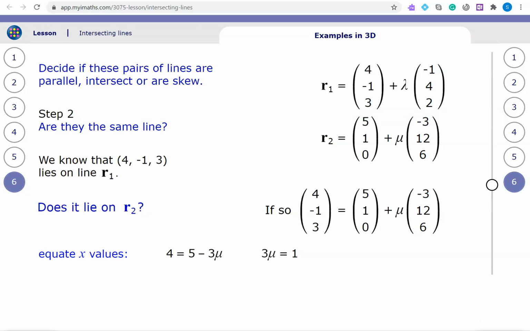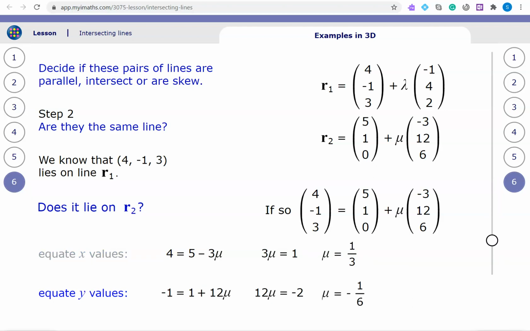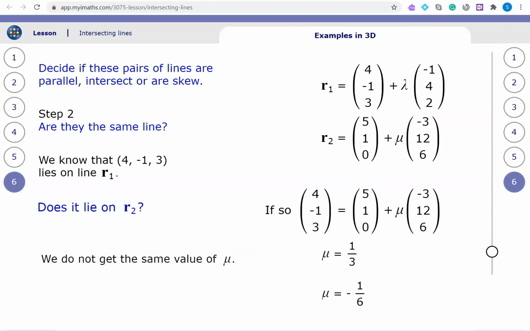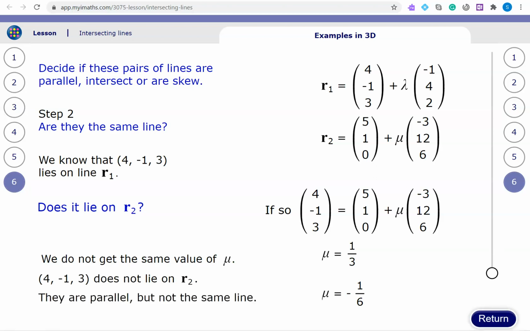If we equate the x's, we get that mu is equal to a third. If we equate the y's, we get that mu is equal to minus a sixth. So the two values of mu are not consistent. And that means that that point 4, minus 1, 3 is not lying on the line R2. So the lines are parallel and they are not the same line.